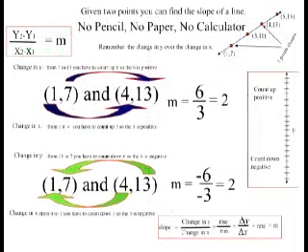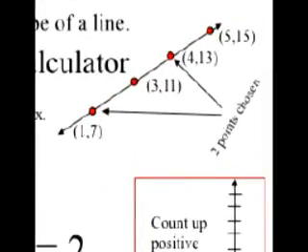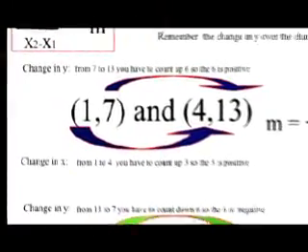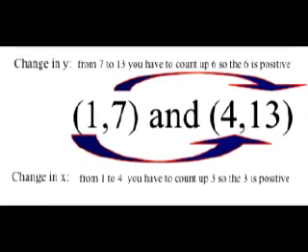Now, given 2 points, you can find the slope of a line, no pencil, no paper, no calculator. So we have a line. Look to the right. And a line is made up of nothing but points. We've chosen 4 points: (1, 7), (3, 11), (4, 13), (5, 15). Now remember, it only takes 2 points. So we're going to choose 2 points: (1, 7) and (4, 13).